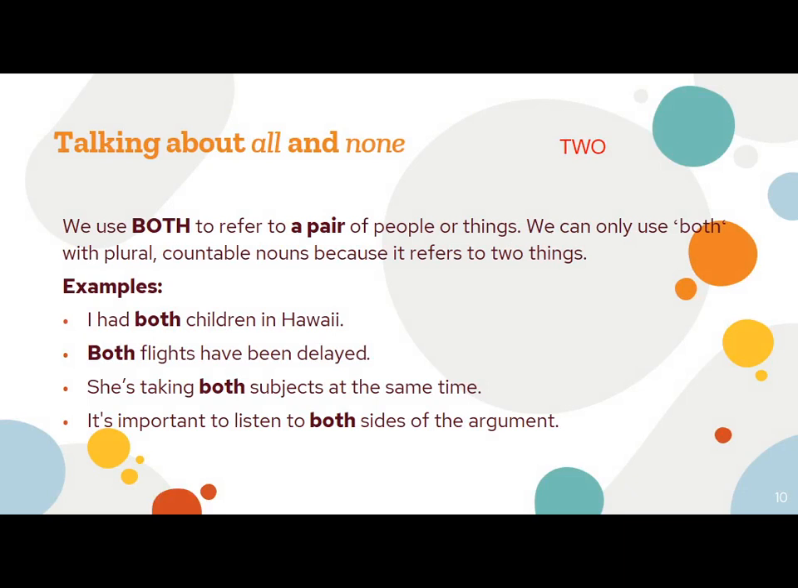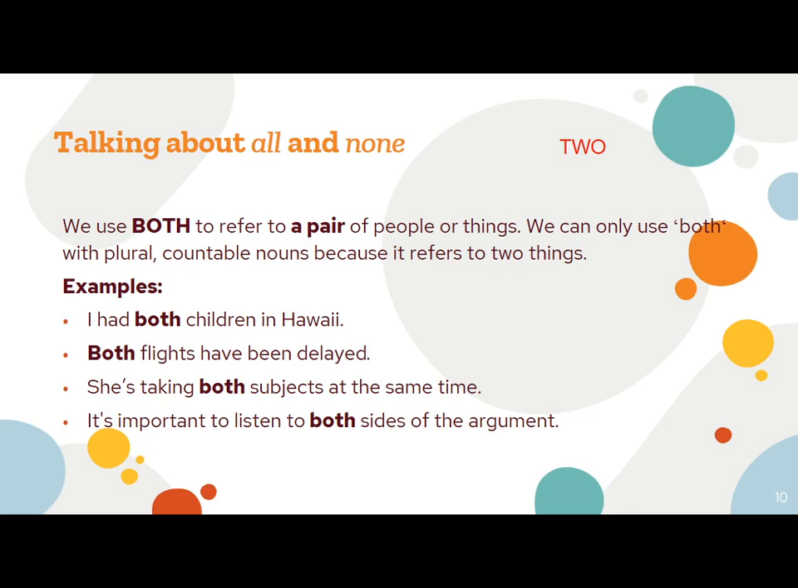In the case of the second one, if you pay attention to the information that we have on top right here, it says two. So that means in the first one we made sure that we're talking about every individual thing. Here we're going to use two different things. Take a look at now the information. We use both to refer to a pair of people or things, but we can also mention places. We can only use both with plural countable nouns because it refers to two different things.